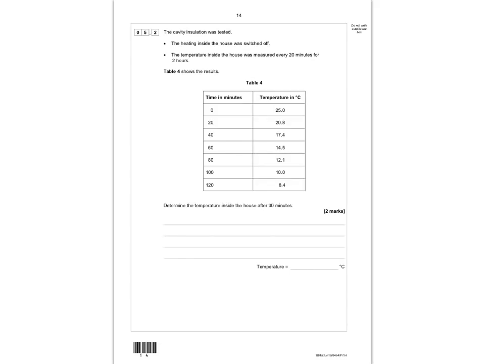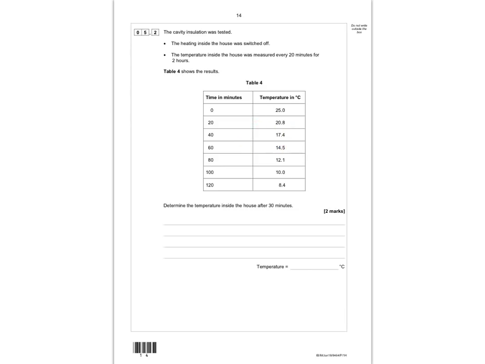So in this question, it tells you that 5.2, the cavity insulation was tested, the heating inside the house was switched off, and the temperature inside the house was measured every 20 minutes for 2 hours. And you can see here that because the heating is switched off, we get a lower temperature as we go down. In which to determine the temperature inside the house after 30 minutes. So after 30 minutes, we're going to have a value less than 20.8, and higher than 17.4.